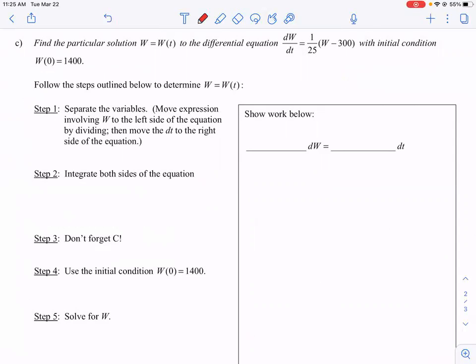Okay. So in part C, we're going to find the particular solution to our differential equation with that initial condition 0, 1400. And this is what they're looking for. They are going to look for that you separate variables. All right. How do we separate variables? I'm going to put W minus 300 over here, and I'm gonna keep 1/25 over here with the dt. Remember how I tell you, keep the coefficient on the right side. That's gonna be 1 point.